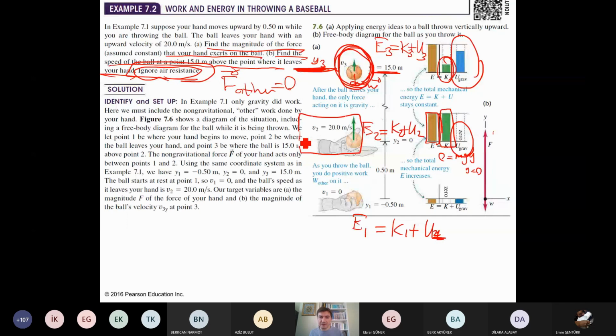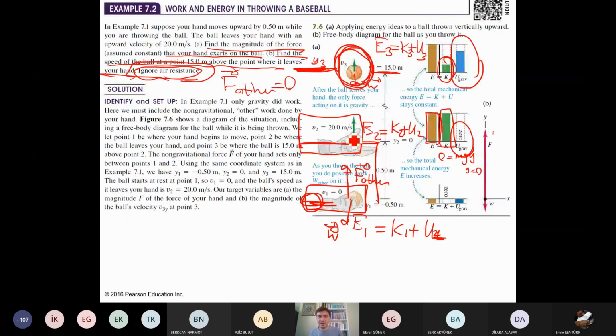And what about here in this condition? Here in this condition, we have weight, and until it reaches this condition, we have F other. What is this F other? I apply a force with my hand to move this baseball in an upward direction, okay? So you must be very careful.